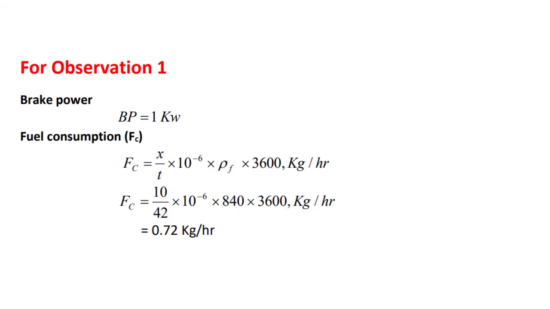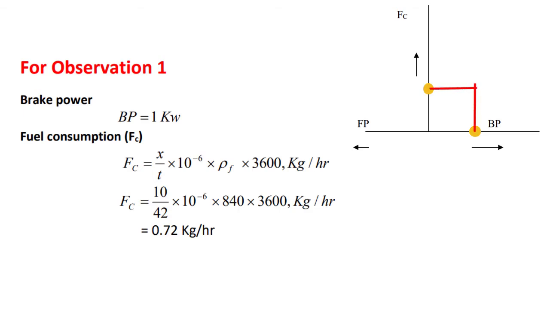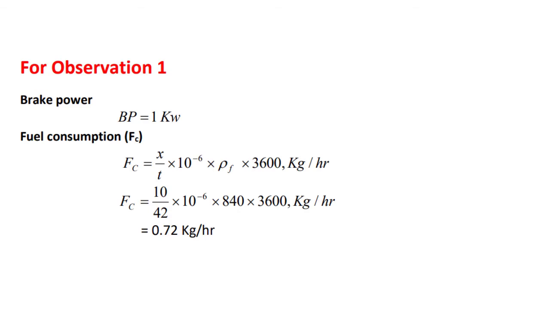Now we have found the brake power and the fuel consumption. We will draw one graph on which we will mark this point. On brake power we mark 1 kilowatt, and on fuel consumption we mark 0.72. By connecting both of the lines we get 1 point. The same thing can be done for the second observation, where the brake power is 2 kilowatt.